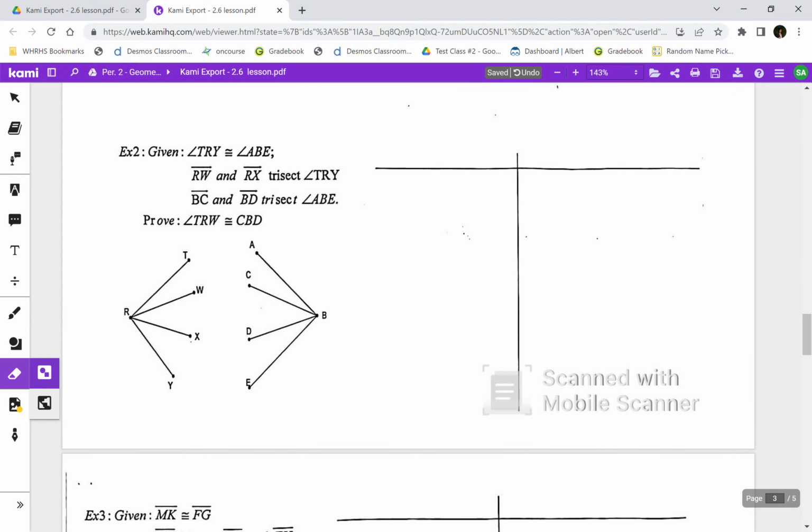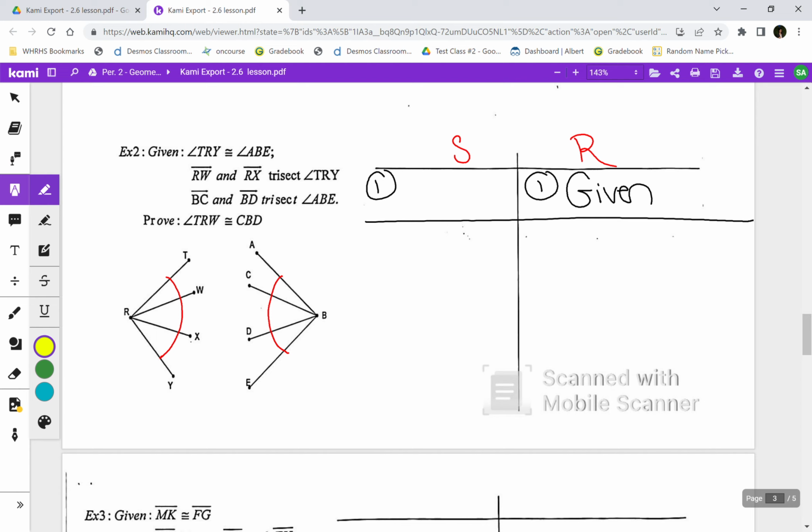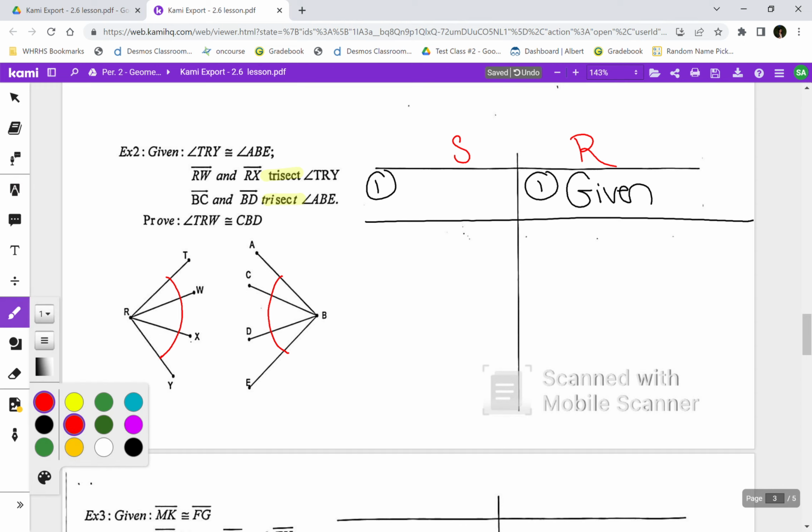All right, let's look at example 2. So here we have angle TRY. So this whole angle is congruent to angle ABE, this whole big angle. And then I'm scanning real quick, and what should I notice right away? It says trisect twice. If it says trisect twice, what should that tell me in the back of my head? Multiplication or division.